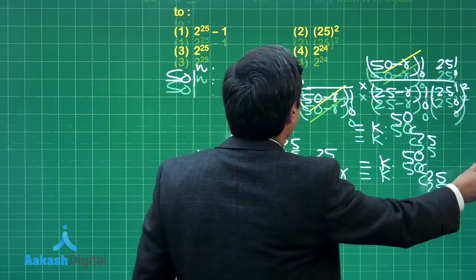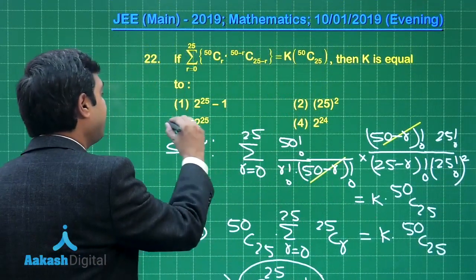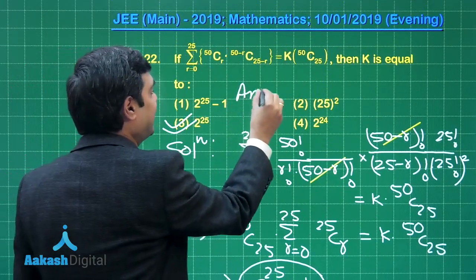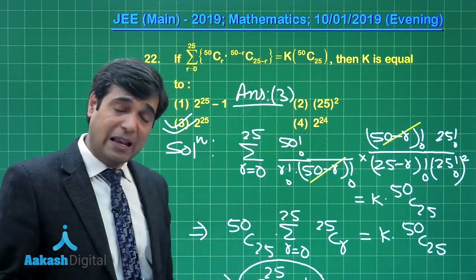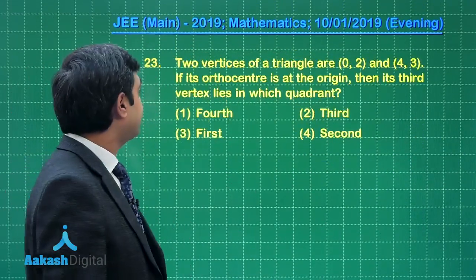So, let us see the given options. 2 raised to the power 25, that is option number 3, is the correct answer for this question. I am sure this question of binomial is clear to you. Let us move on to the next question.